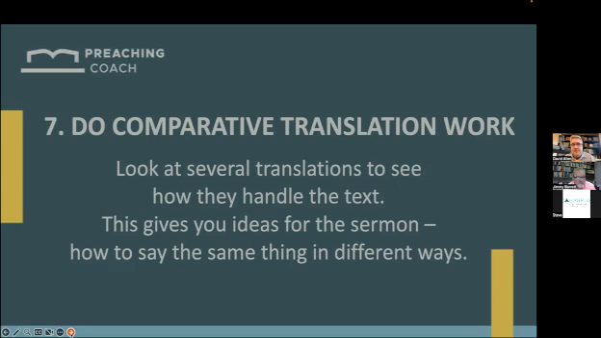Don't limit yourself to translations. I need to add that to this slide here. Also look at the paraphrases. Look at the paraphrases that are on the market today. For example, look at the paraphrase called The Message. What does Eugene Peterson have to say about my text? How does he translate my text? So I would look my text up in The Message, and I would get some ideas about how to use that language in preaching my text. I would look at these paraphrases. Don't be shy to look at a paraphrase.